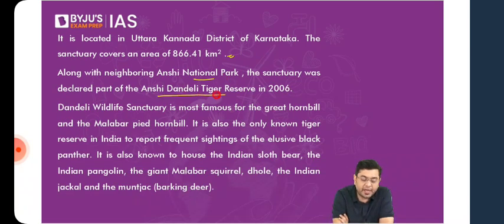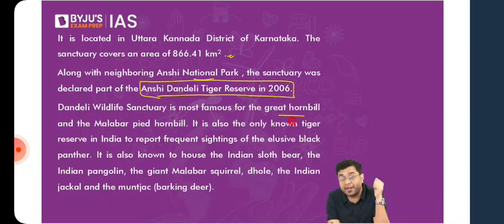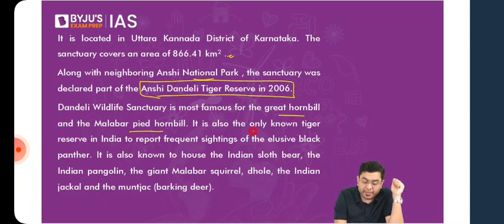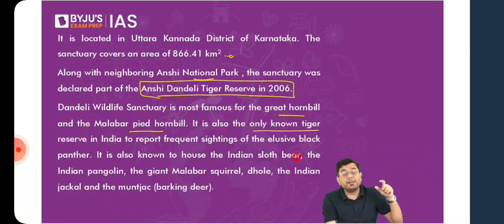So you had the Anshi Dandeli Tiger Reserve, which was declared, and it is basically famous for the great hornbill. The hornbill, the Malabar pied hornbill, is something that you find in this region, and here it is the only known tiger reserve in India to have very frequent sightings of the elusive black panther. Now, black panther is not easily sighted in the wild. So that black panther is something that you can take a look into.